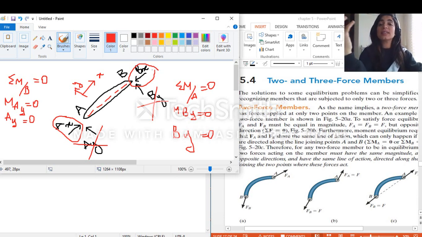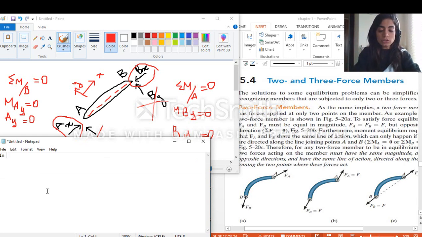Guys, why is this important? Because, as a matter of fact, if I have a member pinned at both ends, I can directly deduce that the forces on this member at the ends should have the same line of action and should be opposite, and this will facilitate a lot of equations, a lot of solutions in the following chapters. But remember, the only condition is that this member doesn't have any other external force, because if it has an external force, it could not be assumed as a two-force member.